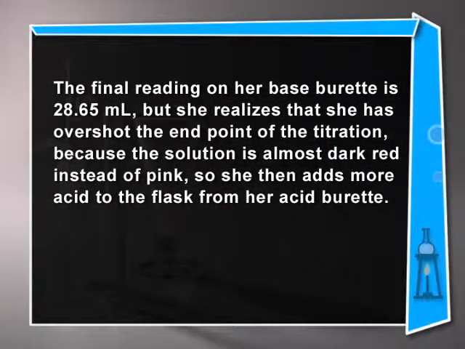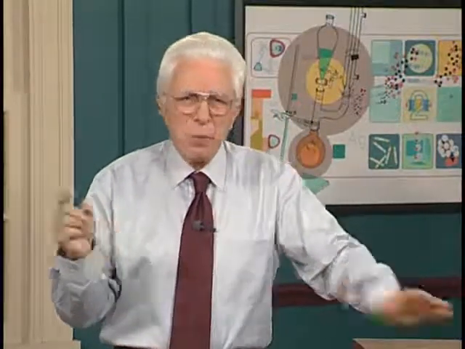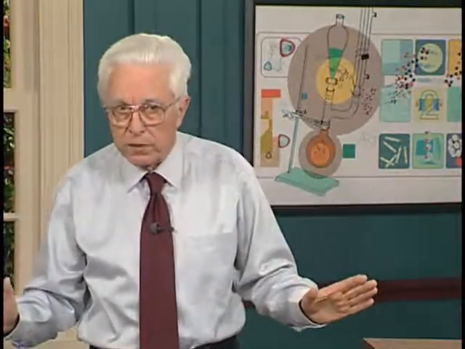Ninth sentence. The final reading on her base burette is 28.65 milliliters, but she realizes that she has overshot the endpoint of the titration because the solution is almost dark red instead of pink. So she then adds more acid to the flask from her acid burette. Now this is weird. What happened? Evidently she added too much base, probably didn't control her burette very well. It appears that she has over-titrated the acid and went right past the equivalence point.